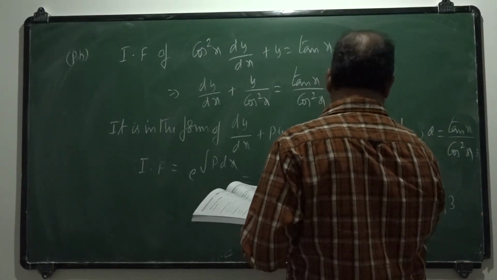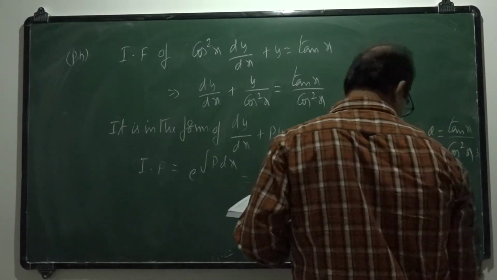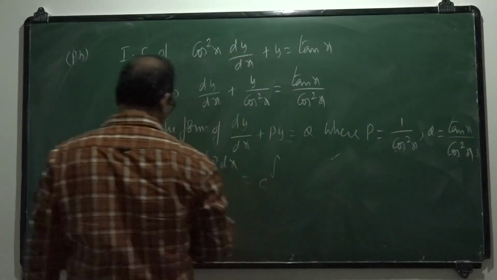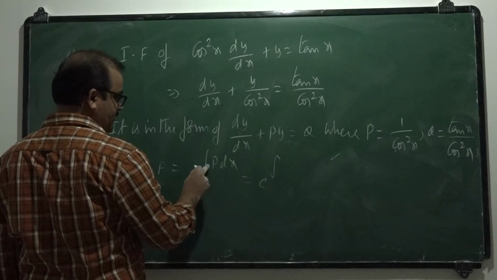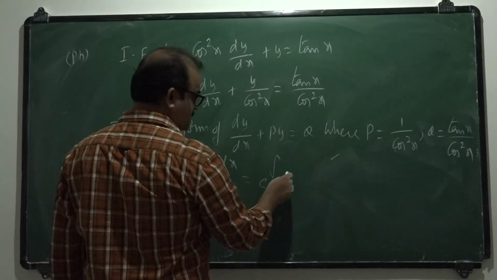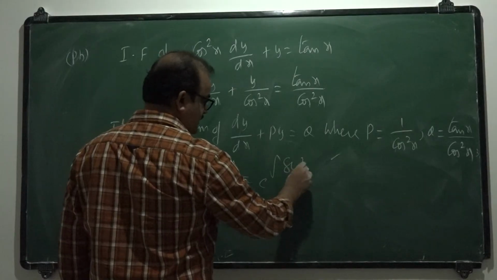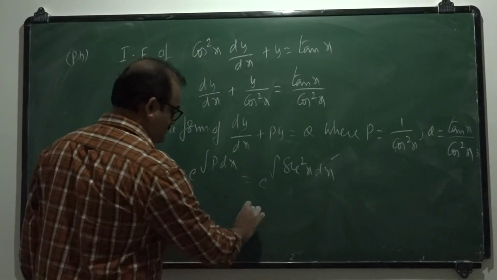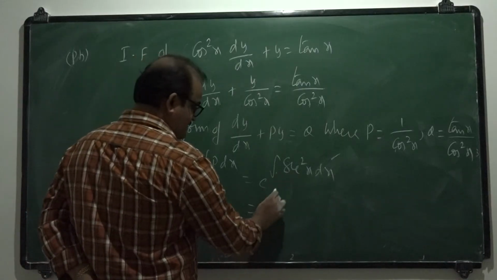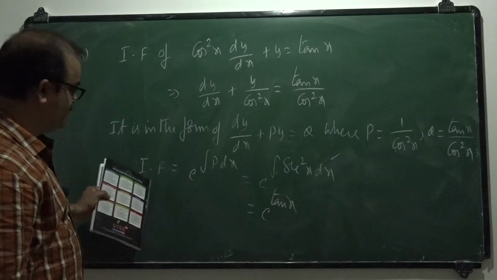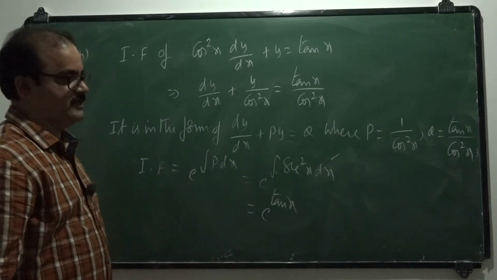Now find integrating factor. What is the formula to find integrating factor? E power integral p into dx. What is p? 1 by cos square x, which is taken as secant square x dx. Integral secant square x is tan x. So integrating factor is e power tan x.